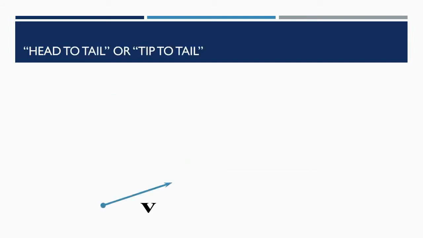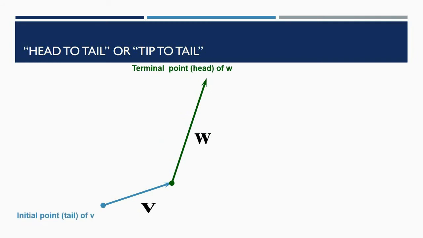There are various ways to add vectors together. There are mathematical methods, or there are graphical methods. We're going to use the graphical method called head to tail or tip to tail. You have vector v, vector w. You have the initial point where v starts, and where w ends is called the terminal point. V plus w is a vector that goes from the initial point to the terminal point.